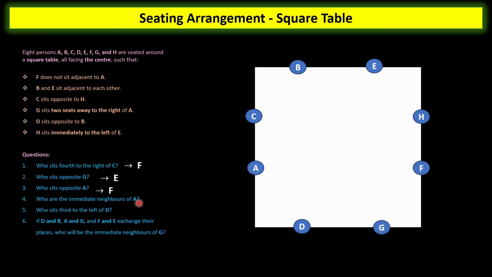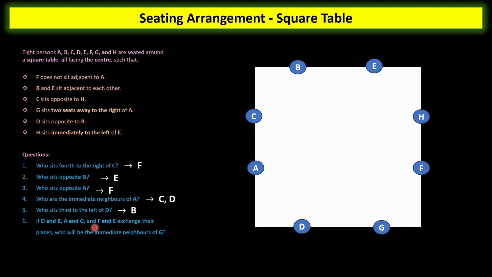Who are the immediate neighbors of A? So immediate neighbors of A here are C and D. So its answer will be C and D. Who sits third to the left of D? Left of D is in this direction. First is A, second is C, third is B. So its answer would be B.